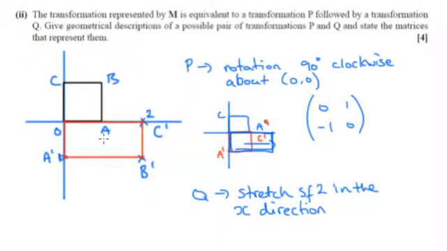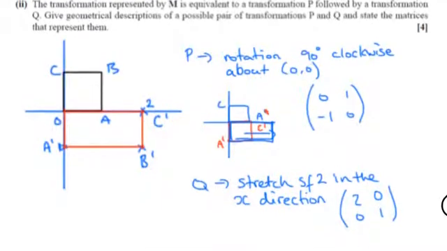To get that matrix, we just need to work out how that changes from the original unit square, A and C. C won't move, C will stay the same, so that will be 0, 1, and A, instead of being 1, 0, will be 2, 0. So a stretch scale factor 2 matrix transformation is 2, 0, 0, 1.